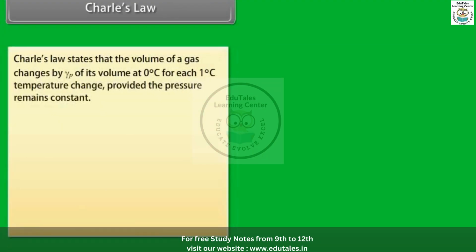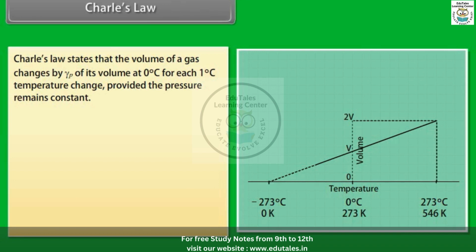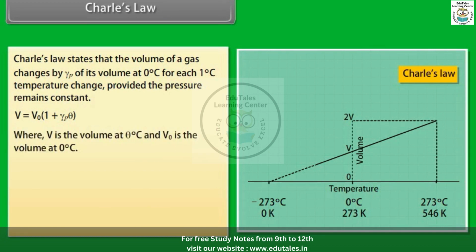Charles' law. Charles' law states that the volume of a gas changes by γP of its volume at 0 degrees centigrade for each 1 degree centigrade temperature change, provided the pressure remains constant. V = V₀(1 + γPθ), where V is the volume at θ degrees Celsius and V₀ is the volume at 0 degrees centigrade. The above relation can be written as V = V₀(1 + θ/273).